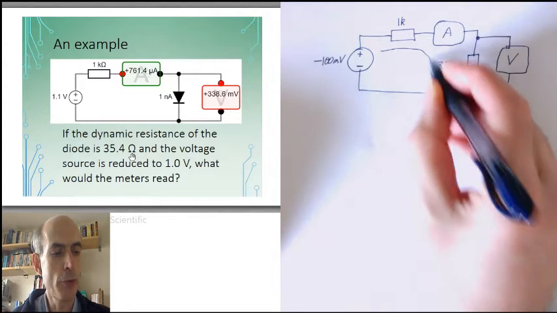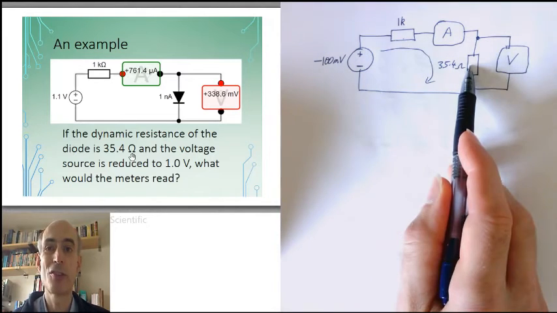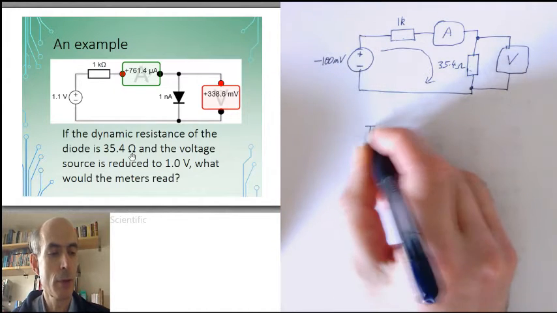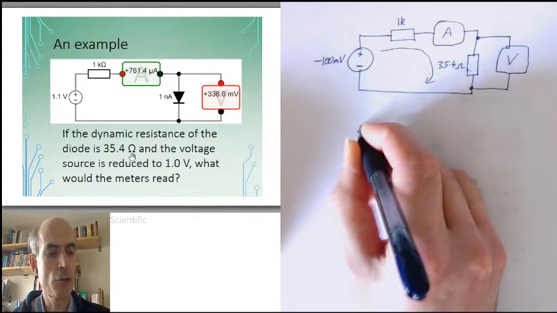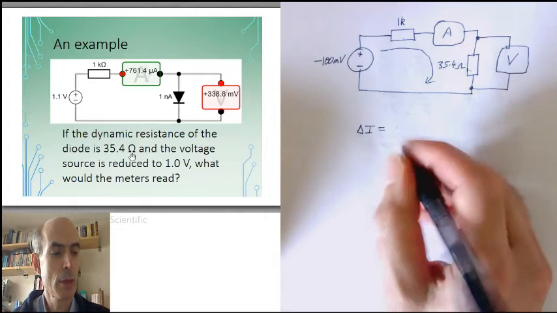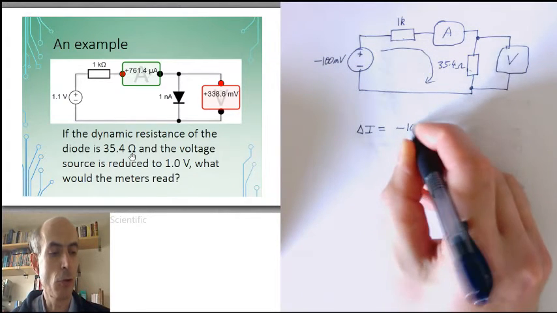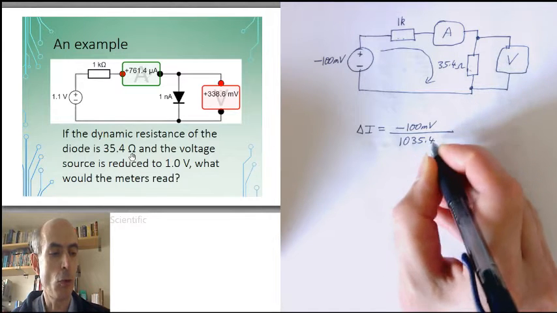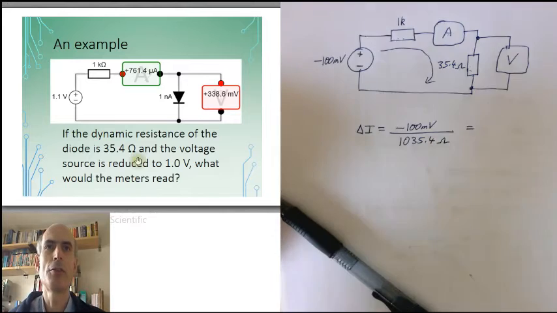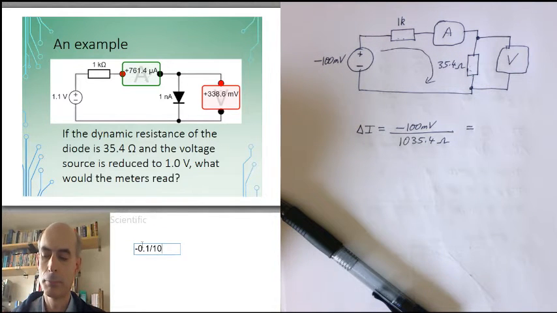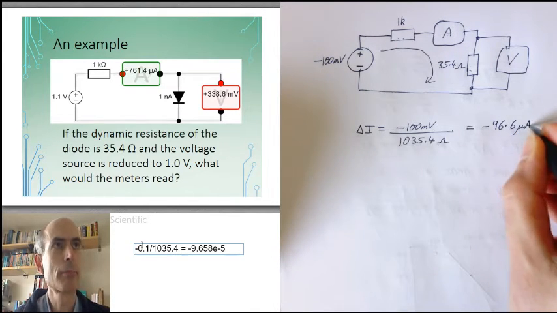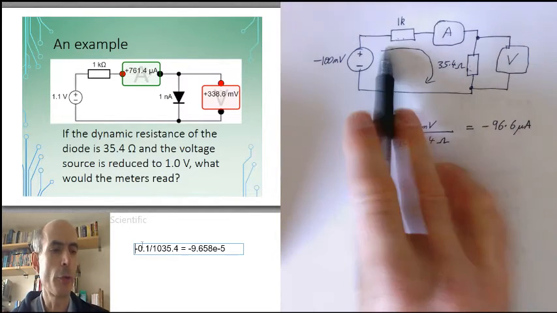The current flowing through this circuit is the voltage divided by the total resistance in the circuit. So the current flowing through in this direction is going to be the voltage here, which is minus 100 millivolts. I'll call it delta I, the change in the current registered by this ammeter here, will be the voltage minus 100 millivolts divided by the total resistance here, which is 1035.4 ohms. And that is equal to minus 96.6 microamps. Near enough. So that's the change in current flowing through.